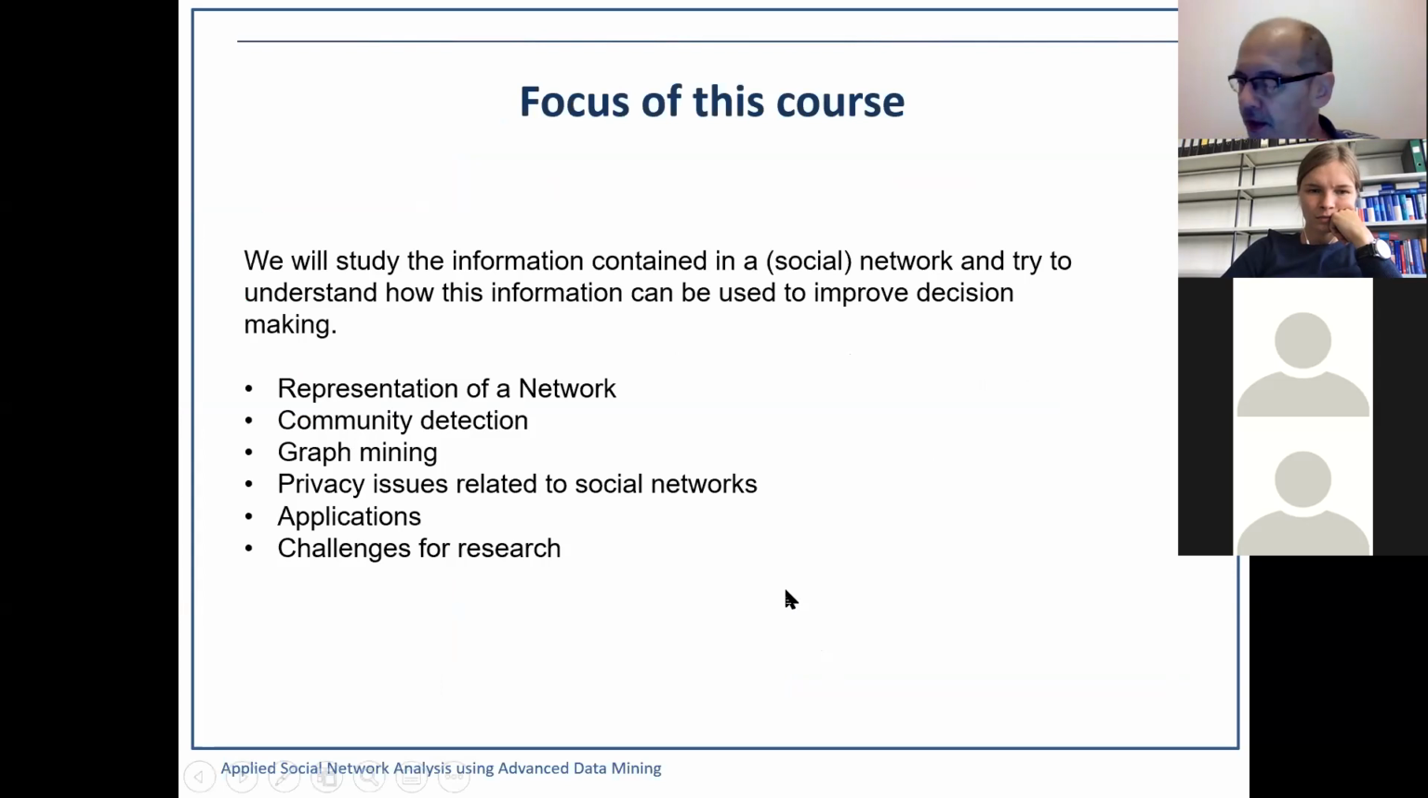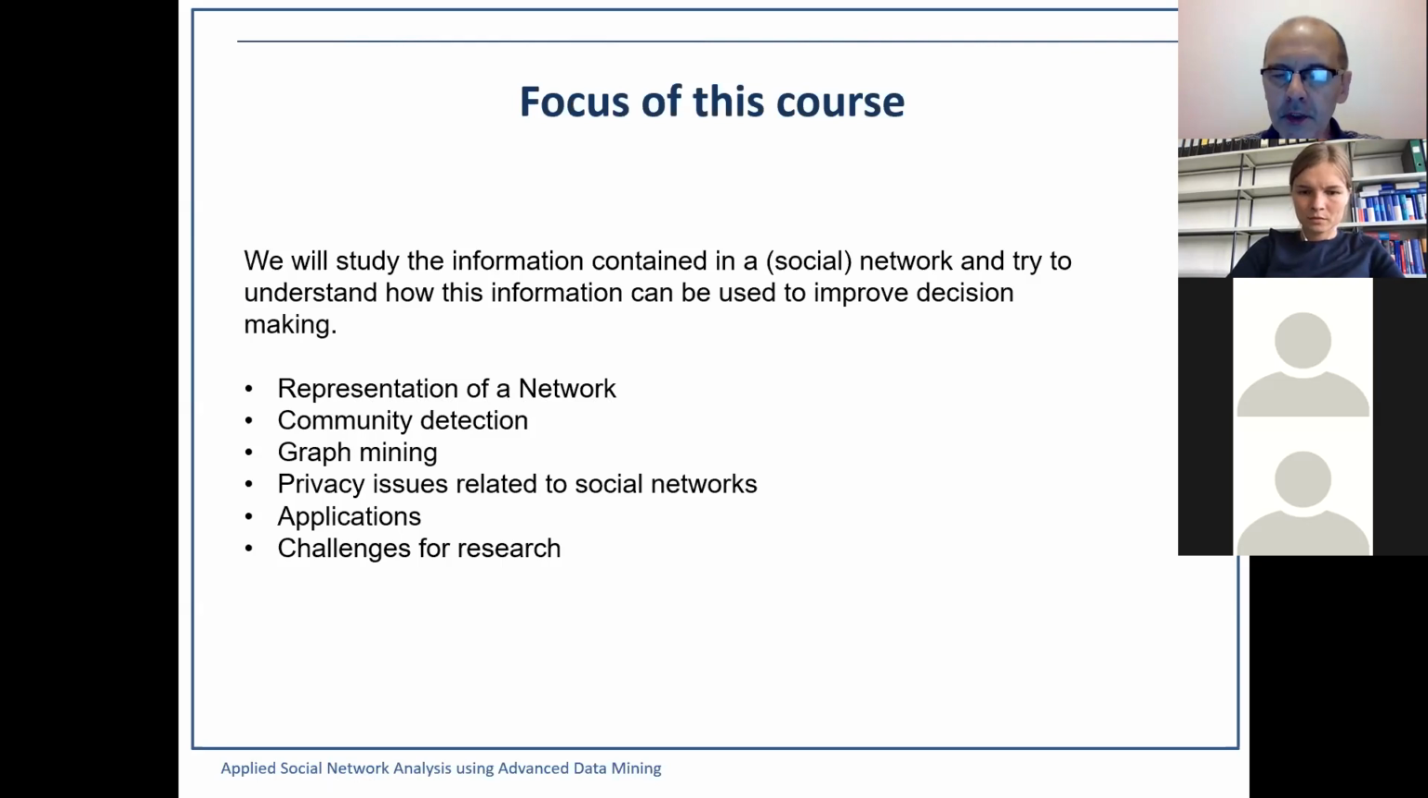So let's start with the content. During this week, we're going to speak about how to represent a network. What does it mean, a social network? What are the elements to build and represent a network? One particular application is community detection.